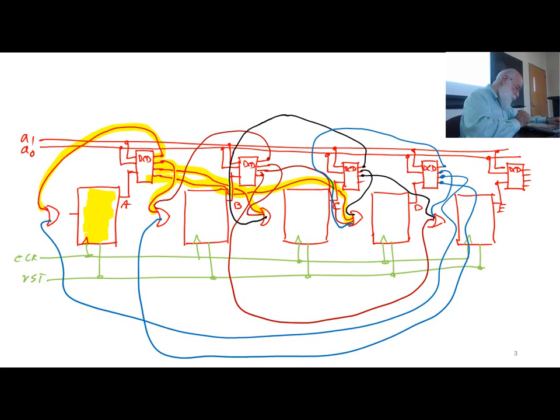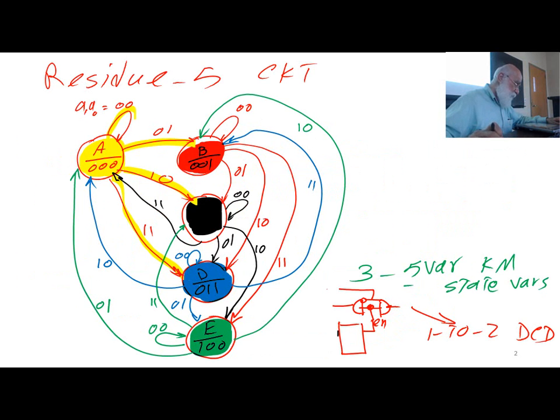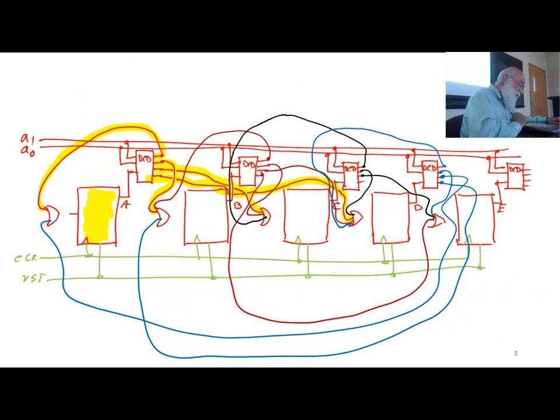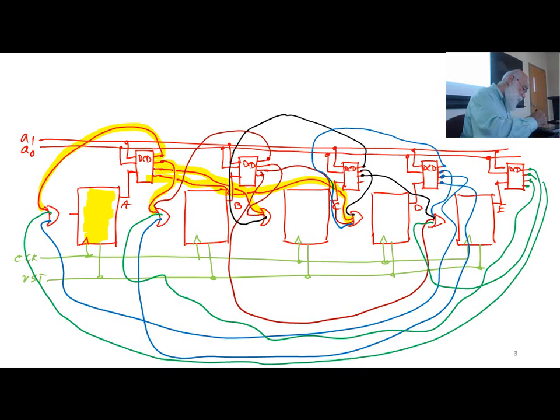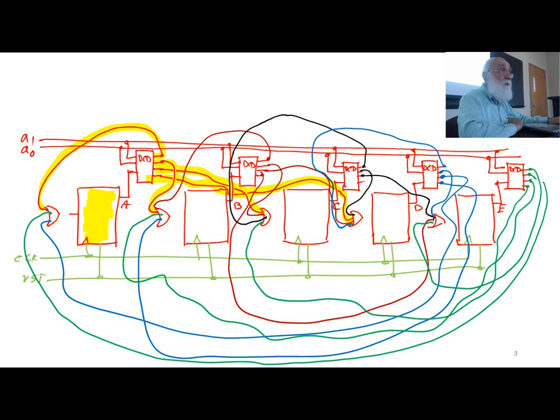Then state E, 0, 0 goes back to the same state. 0, 1 goes to A. 1, 0 goes to B. 1, 1 goes to C. Okay.